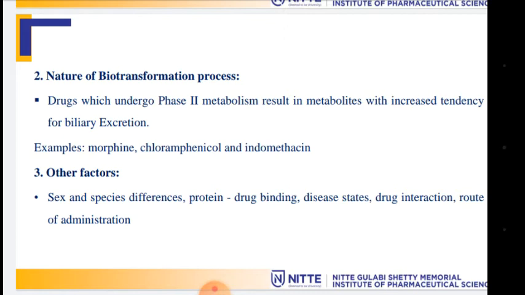Then the other factors like sex and species differences, protein drug binding, disease state, drug interaction, route of administration. So these are all the other factors which influence biliary excretion.